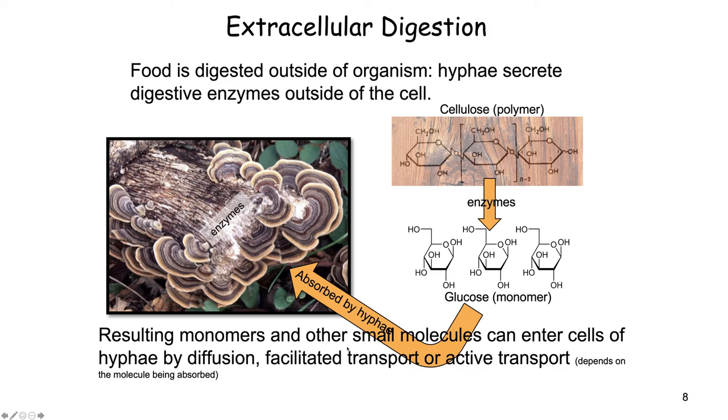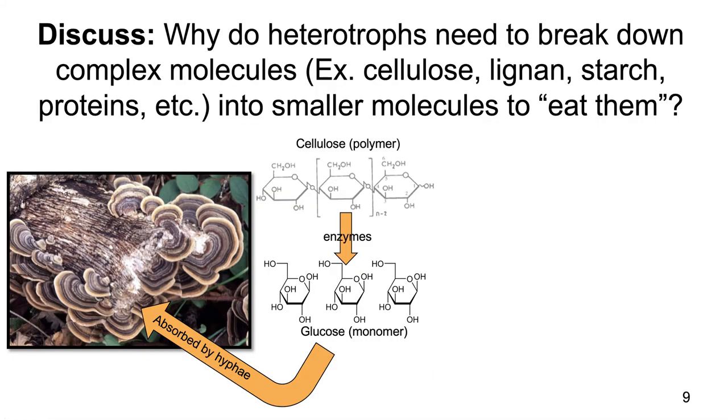The big thing to take home here is that because they are absorptive heterotrophs, they have this extracellular digestion to break bigger molecules down into smaller bite-sized chunks that can be absorbed across the cell membrane. Okay, so use this text box to answer this question. Why do heterotrophs need to break down complex molecules like cellulose, lignin, starch, etc. into smaller molecules in order to be able to eat them?